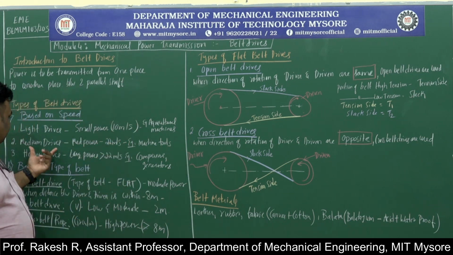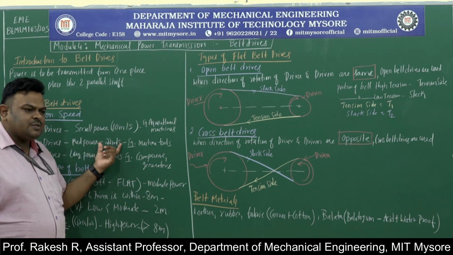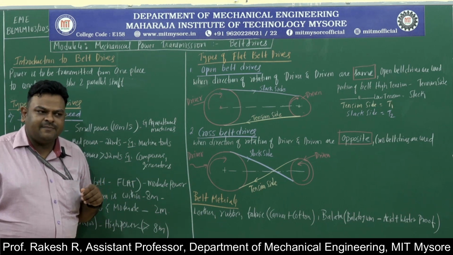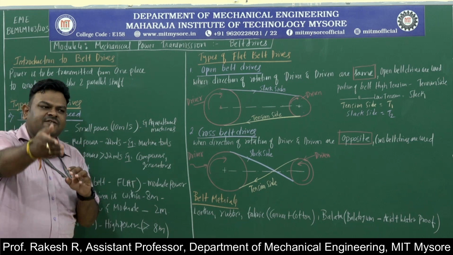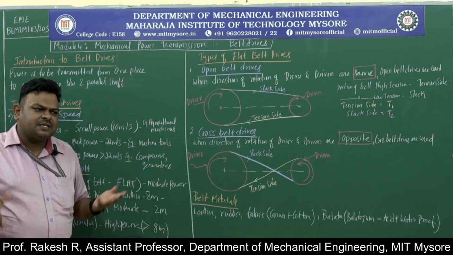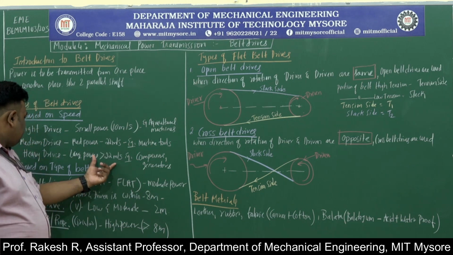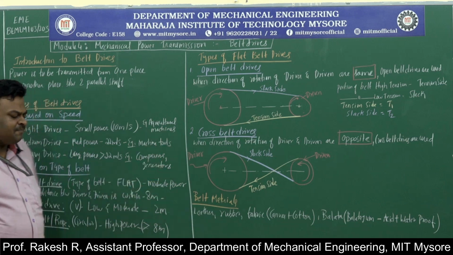They are very light. Then medium drives, the power is medium. So velocity is up to 22 meter per second. Machine tools are the examples for medium drives. Then heavy drives, large power applications, greater than 22 meter per second. It can be even 60, 100. Those are classified under heavy duty or heavy drives. Example for that is compressors, generators, etc.